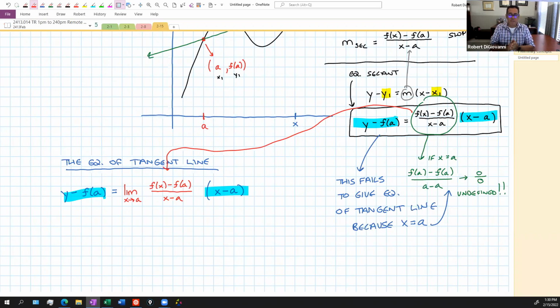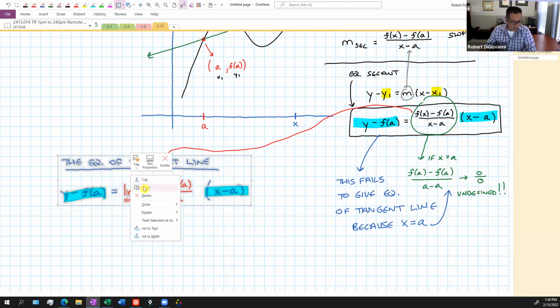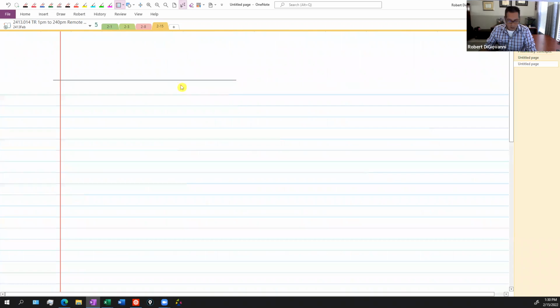In other words, if I now provide you a function and ask you for the equation of the tangent line at a point, you're going to use that formula, which is going to require you to do a limit. You ready for an example? Let's do it. Now, let me copy this while I'm here. By the way, this equation's in your notes. All right, I'm excited about this. Here we go.